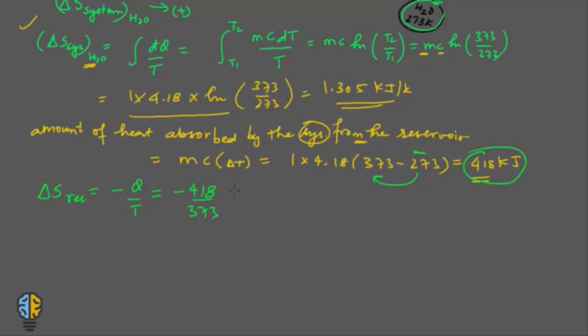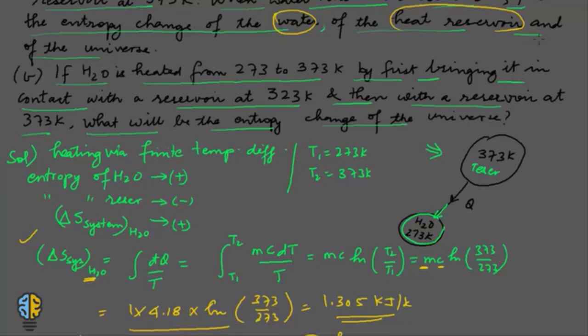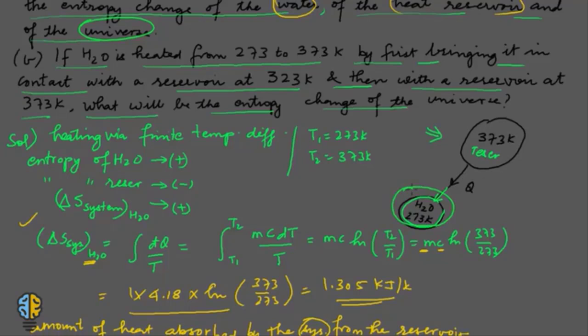Okay, so this will be equal to minus 1.122 kilojoule per kg. So this is the entropy change of the reservoir. So what is the next part of this question? That is, we need to find the entropy change of the universe. Now the universe consists of the system and the reservoir, because this reservoir we would take to be the surroundings of the system.